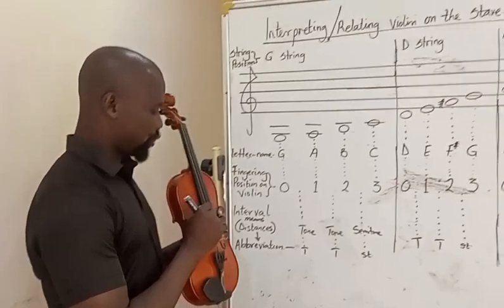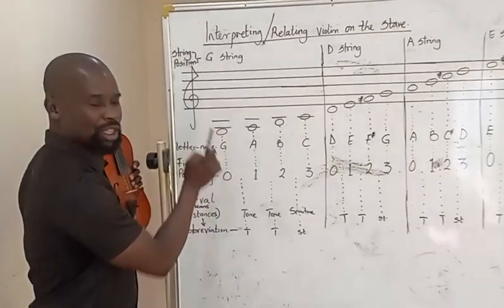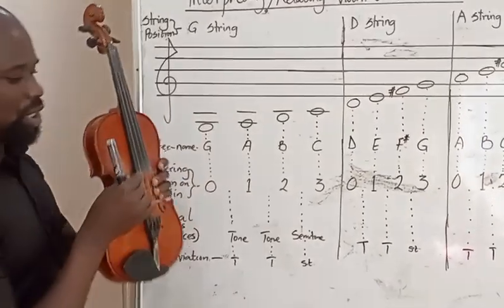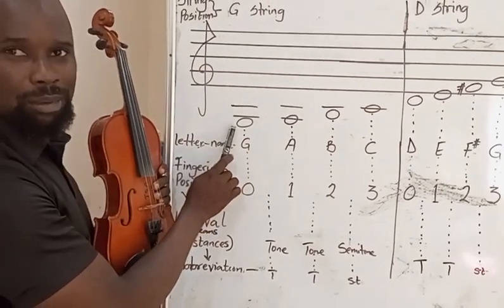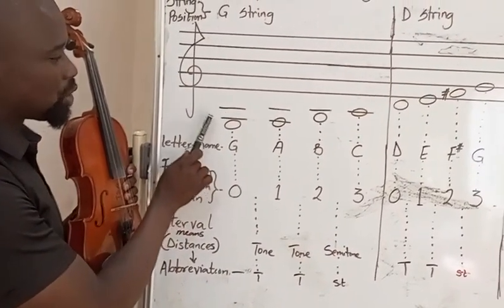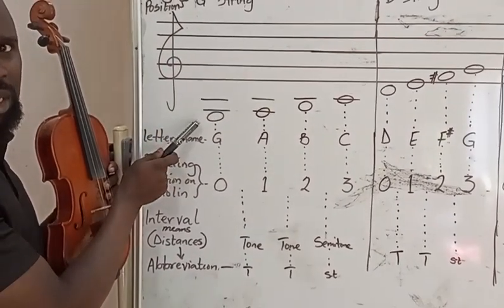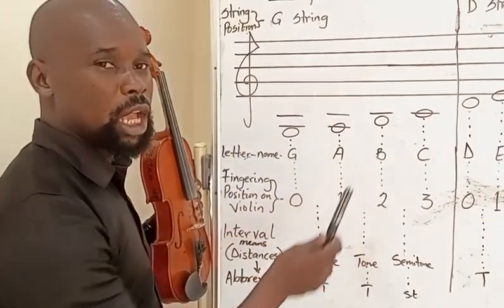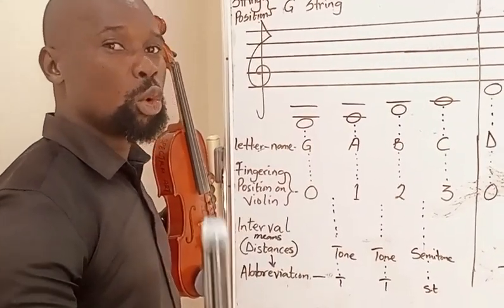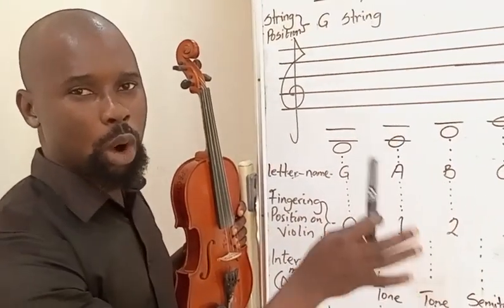Okay, let's move forward. G string. Where is G on the stave? Look at it. This G is not here, it's below. You see two lines before the note. The note is under the second line. When you see notes like this, they are referred to as ledger notes, that is, notes that are below or above the stave.